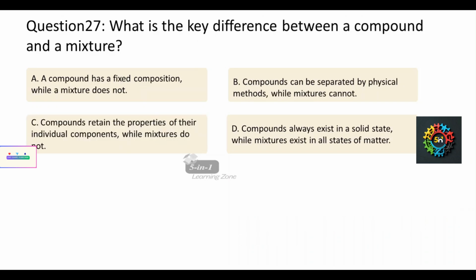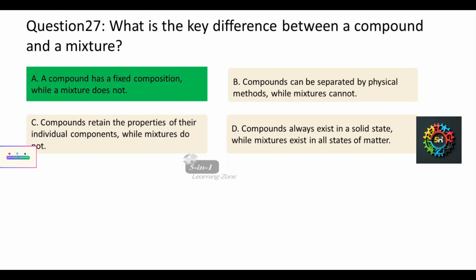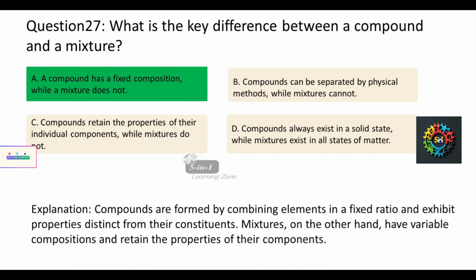Question 27. What is the key difference between a compound and a mixture? Correct answer: A. A compound has a fixed composition, while a mixture does not. Explanation: compounds are formed by combining elements in a fixed ratio and exhibit properties distinct from their constituents. Mixtures, on the other hand, have variable compositions and retain the properties of their components.